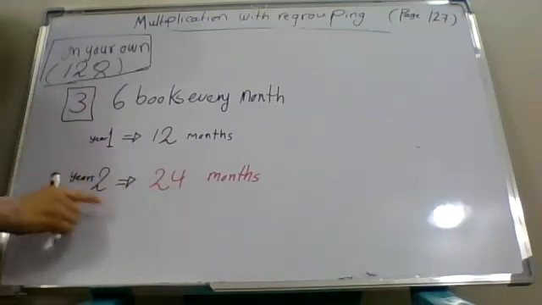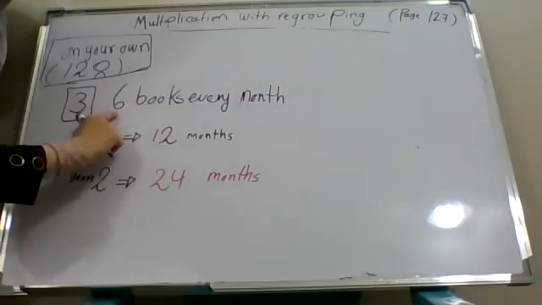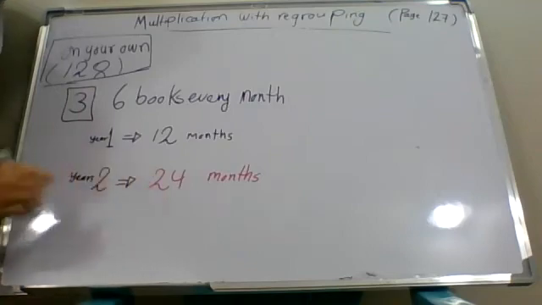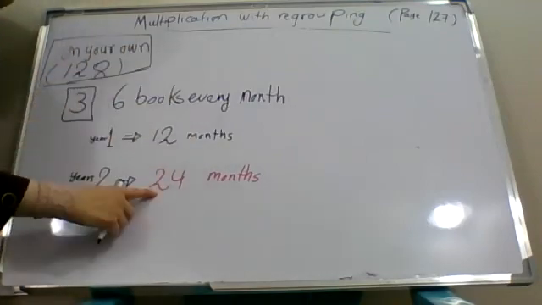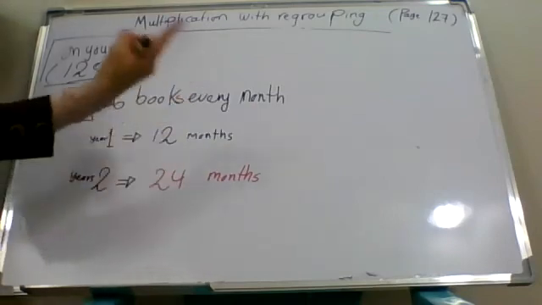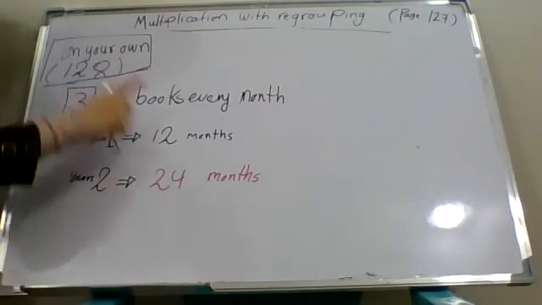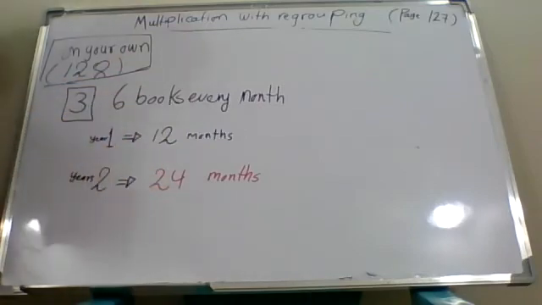Now I know that in each month, I have 6 books. How many in 24 months? It's a multiplication, because I have to repeat the 6, how many times? 24 times, as many as I have months. Because in each month, she borrows 6. In 24, so I have to repeat the 6, 24. I multiply these two numbers together.